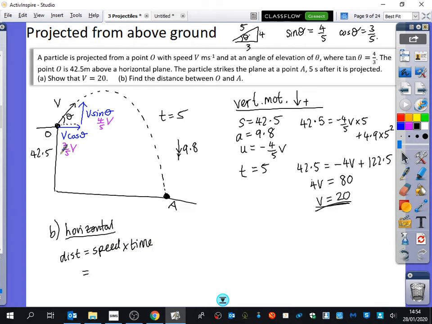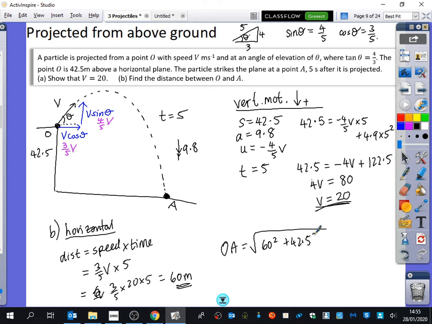The horizontal speed is 3/5 v. So it's 3/5 v times 5. V is 20, so it just becomes 3/5 times 20 times 5, which is 60 meters. So OA, using Pythagoras, is the square root of 60 squared plus 42.5 squared, 73.5 meters to 3 significant figures.